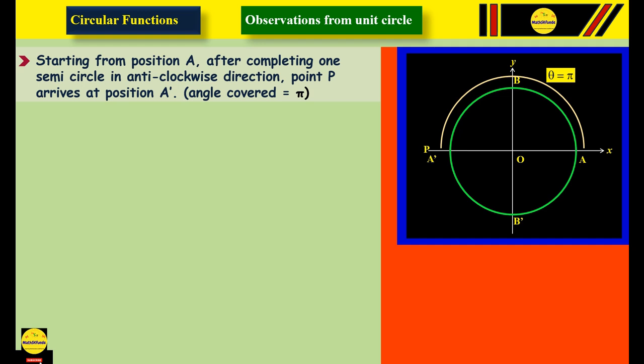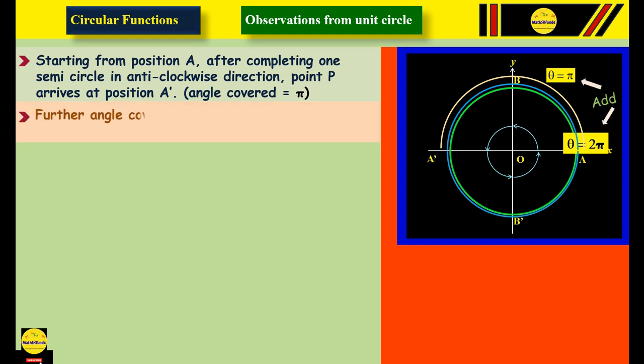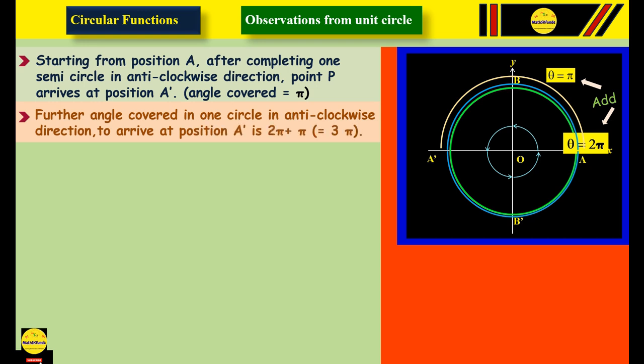I'm deliberately saying radians. We can see from the picture it is 180 degrees, but I would continue saying in radians only. Okay. So angle covered is theta equal to pi. Now, if you allow point P to move further in anti-clockwise direction and complete one circle, that means the corresponding angle is how much? It is 2 pi. So previous pi, another 2 pi. So total angle covered is 3 pi. So when point P initially makes one semicircle and then completes one circle in anti-clockwise direction, then angle is 2 pi plus pi, that is 3 pi.